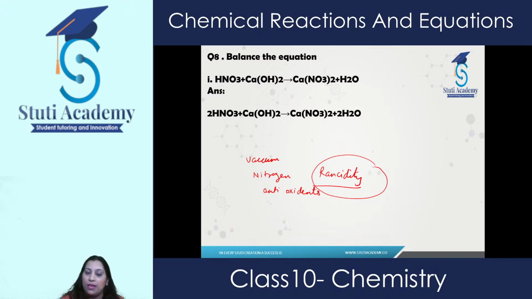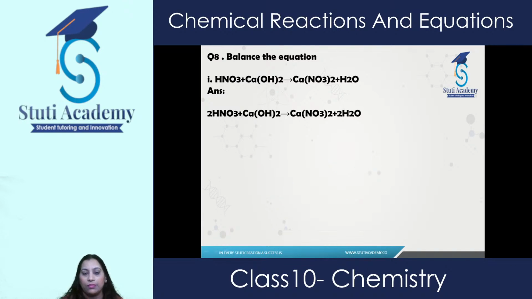So these are the methods with the help of which we can prevent rancidity. Now I discuss one more important topic with you, that's corrosion. Corrosion is a process in which the metals are reduced when they come in contact with oxygen and water. So that process is known as corrosion. An example of corrosion is rusting.